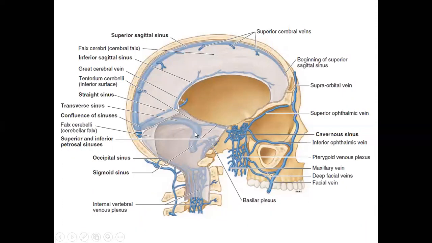So this part is superior. The transverse sinus communicates with the superior sagittal sinus, and the internal jugular vein communicates with the inferior petrosal sinus.